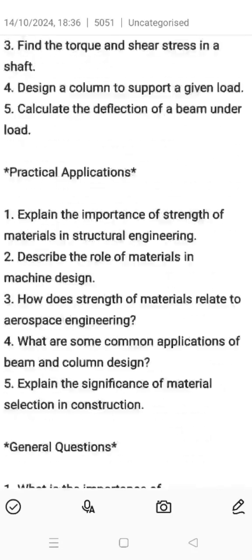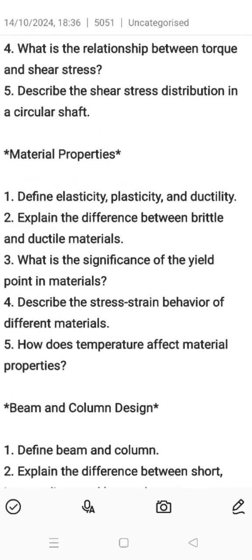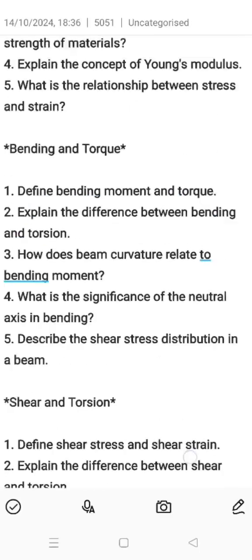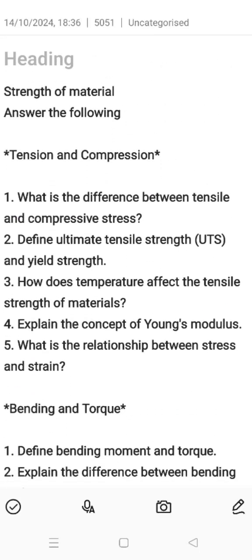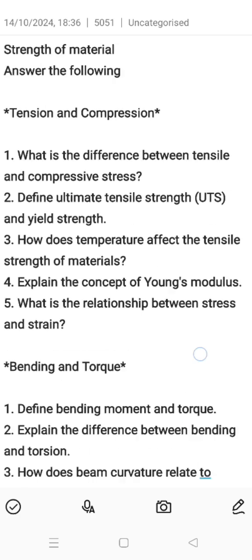Hello guys, in this video we will study viva questions of strength of material. Firstly, we will cover the tension and compression topic. What is the difference between tensile and compressive stress?